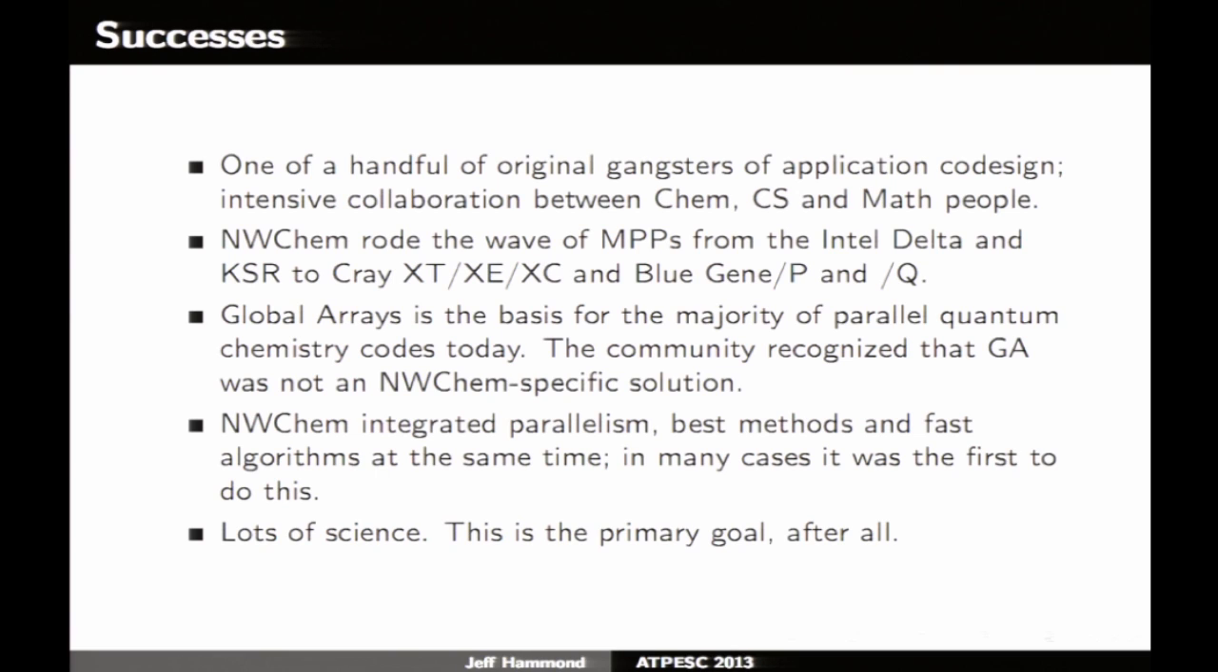So NWChem, I think, has been wildly successful. I'm really criticizing only because if you don't criticize, you sort of can't learn anything. And NWChem is one of, I will say, three original gangsters of application co-design that I know about. FLASH and NAMD would be the other two.